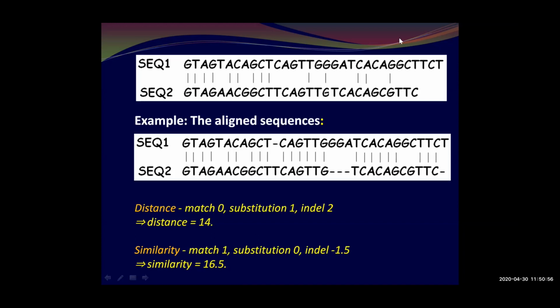Suppose there are 30 nucleotides total. I'm not counting, but let's suppose 30 nucleotides are there. Out of 30, 14 are identical. So what is the level of similarity or identity? We can say the percentage of identity will be 14 by 30 multiplied by 100, which means the similarity is less than 50%. Is it clear?